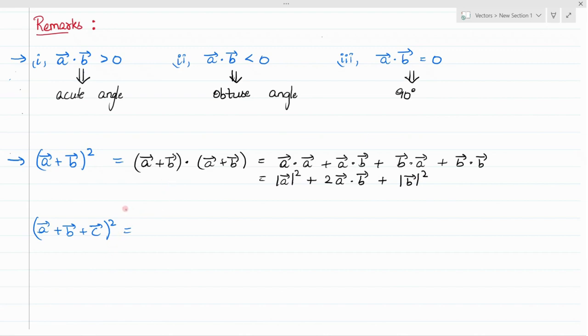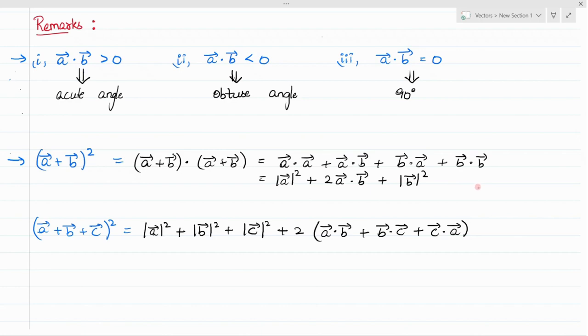Similarly, it goes with (a plus b plus c) whole square. The final result you will get in this way, that is magnitude of a square plus magnitude of b square plus magnitude of c square plus 2 times (a dot b plus b dot c plus c dot a). You can also derive this similar to the (a plus b) whole square derivation, and you will get this result.